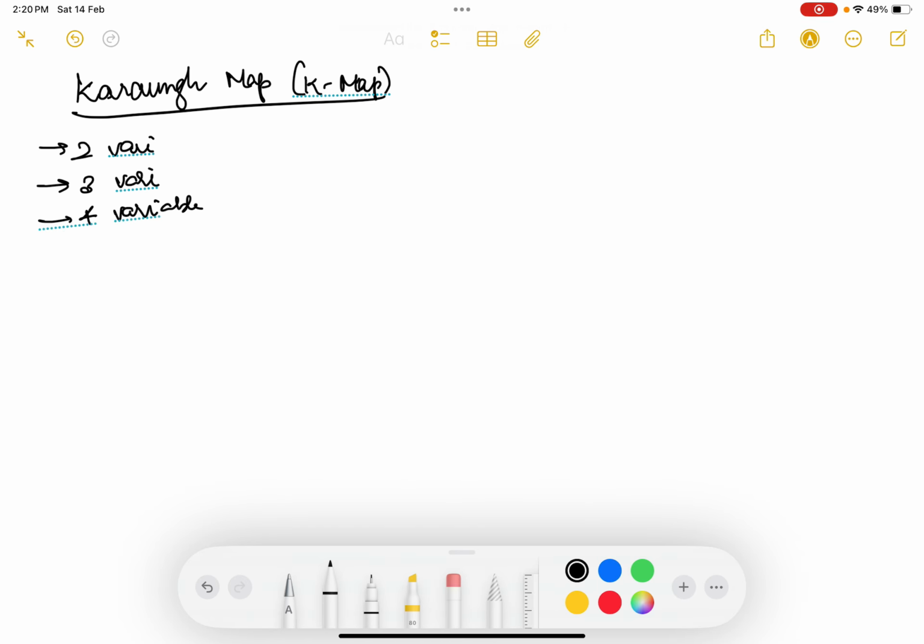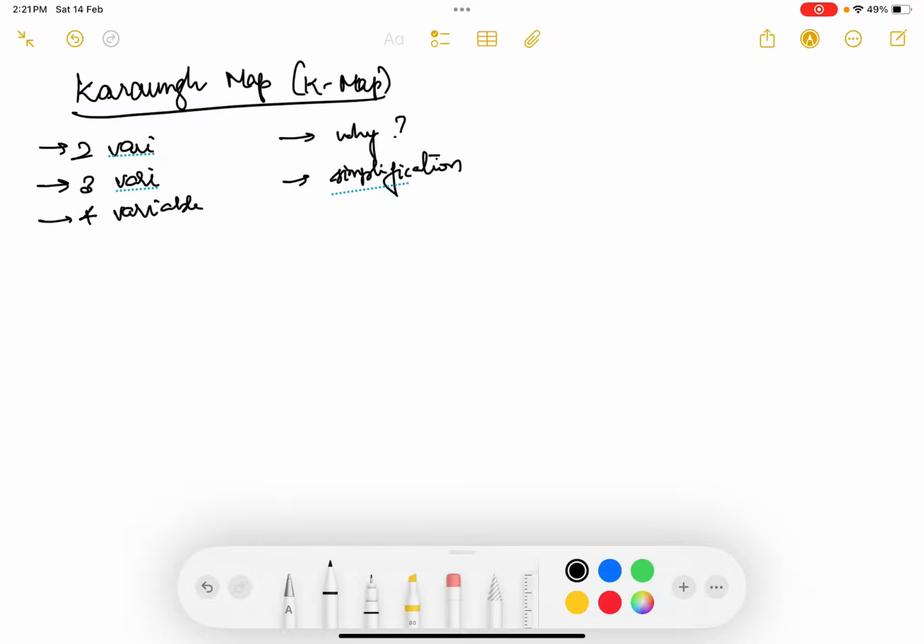Okay, so first of all, why this K map or Karnaugh map? Here in our digital electronics, we are using this K map mainly for simplification purposes. So this is for your simplification.